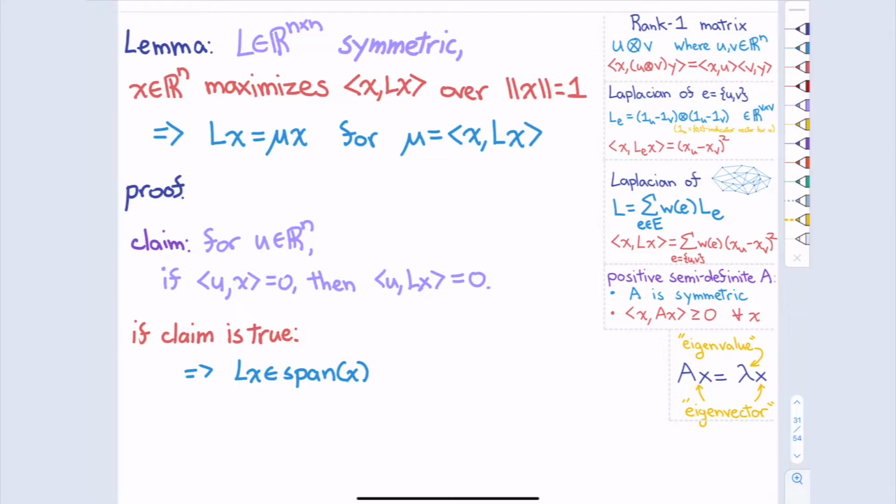If we wanted to do it slowly, we could start with x and expand it out to an orthonormal basis of the entire space. And we'll see that Lx has to have 0 component in all the other ones and can only have a non-zero component along x. So if Lx is in the span of x, does that finish our theorem? If so, why?